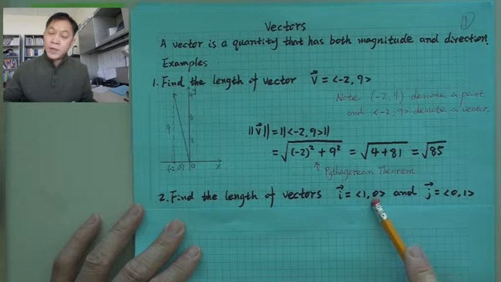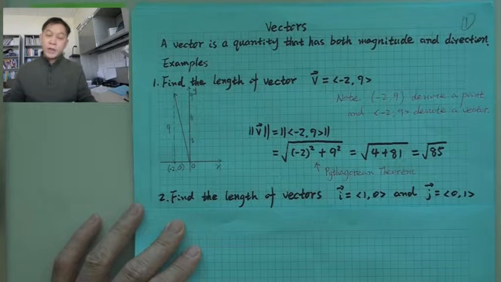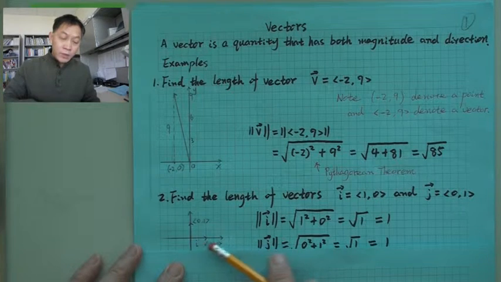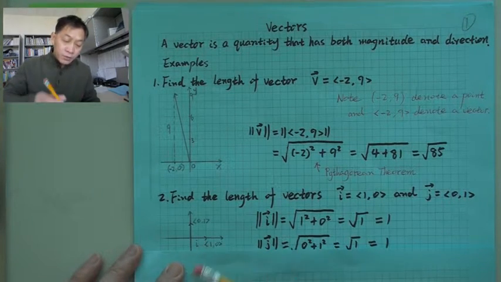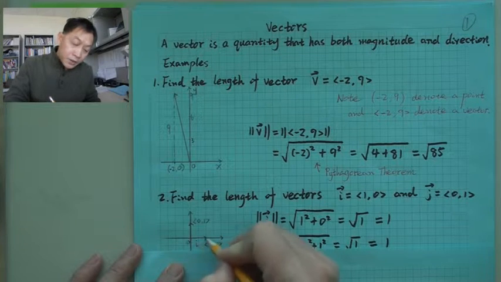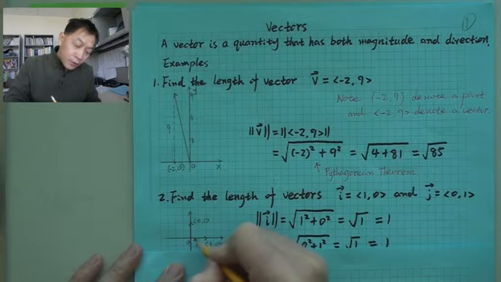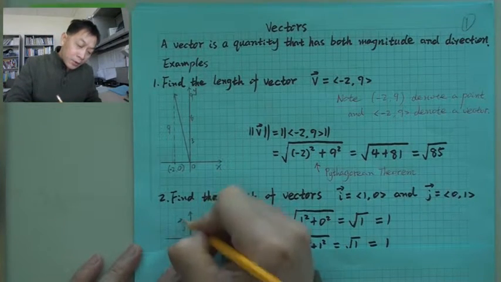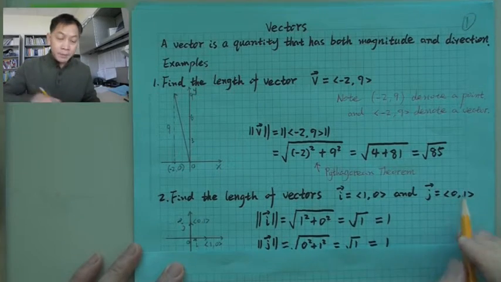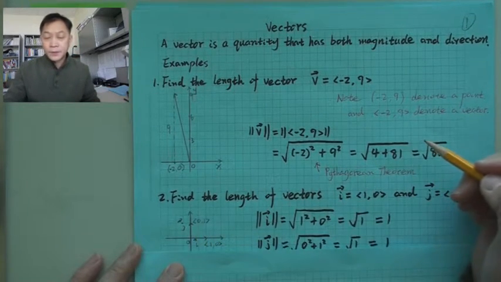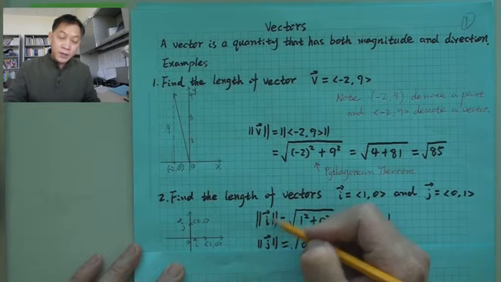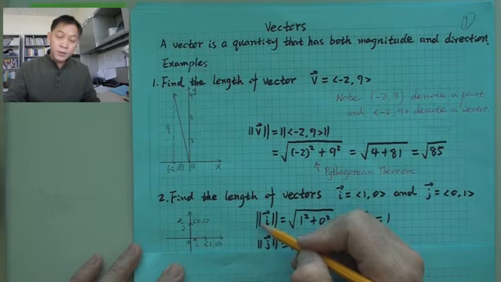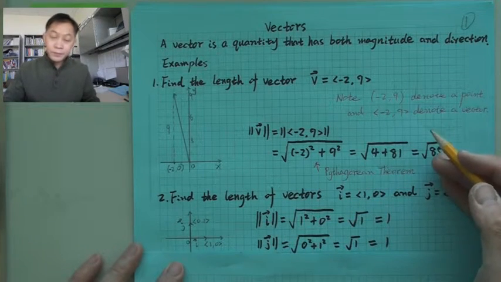One is 1, 0, another is 0, 1. Those two are very special. You see 1, 0, x is 1, y is 0, so it's from the origin to here. That's i. You want to put the arrow above it. And j, you want to put the arrow above it. And j is 0, 1, so it's right here. What is the length? The length is denoted like this, with 2 vertical lines on the left and 2 vertical lines on the right.